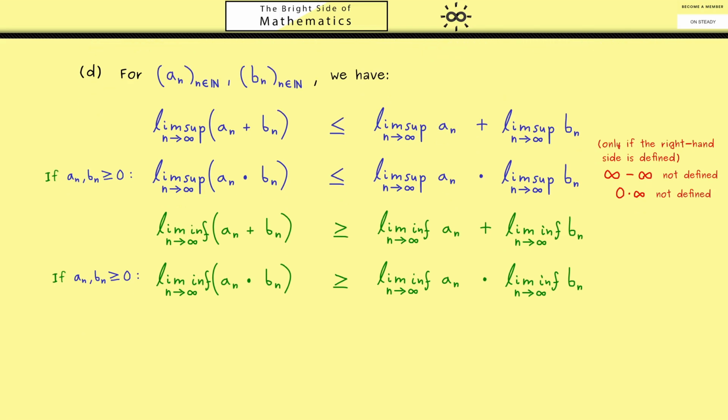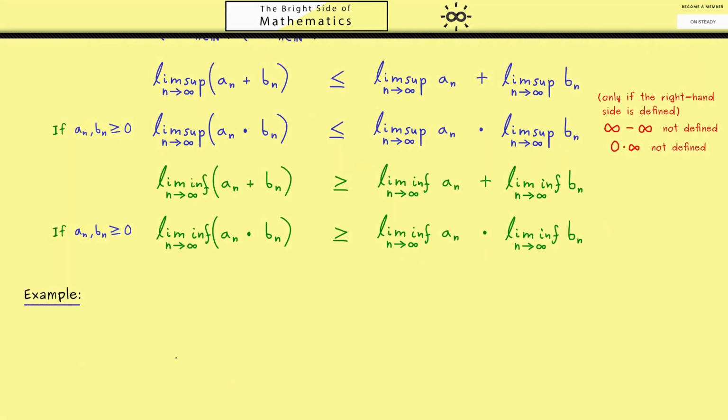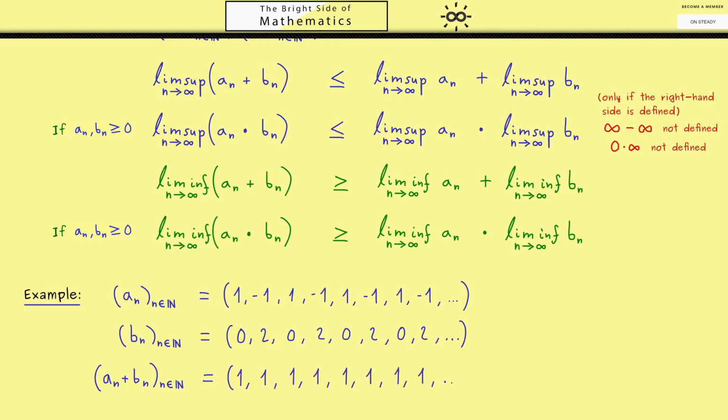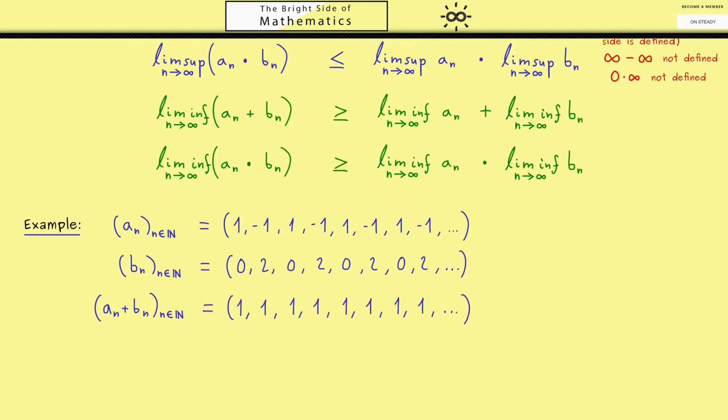So here we need two sequences of real numbers. I want a_n to be 1, minus 1, 1, minus 1, and so on. And b_n to be 0, 2, 0, 2, and so on. With this information, we can immediately calculate the sum of the two sequences, which is simply the constant sequence with value 1. Hence simply a convergent sequence. Therefore the lim_sup and the lim_inf of the sum are simply 1.